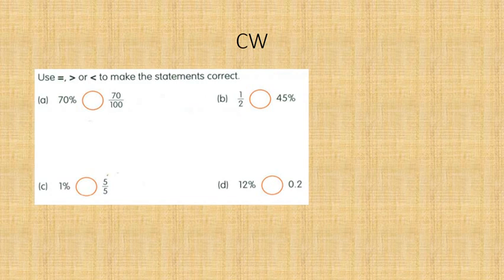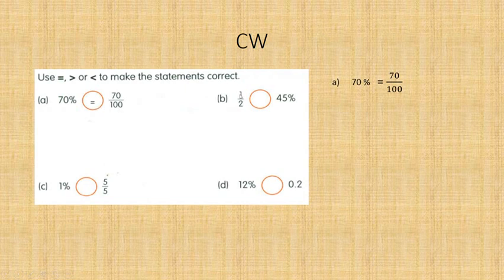Okay, let's start here. To compare these, for example, it says in this question, use equal sign, greater than or less than to make the statements correct. So first I have to make them the same. So either I change this fraction into a percentage, or this percentage into a fraction, and compare them together. So I just chose to change the percentage into a fraction. So 70% means 70 over 100. And here it's 70 over 100, so they are equal.